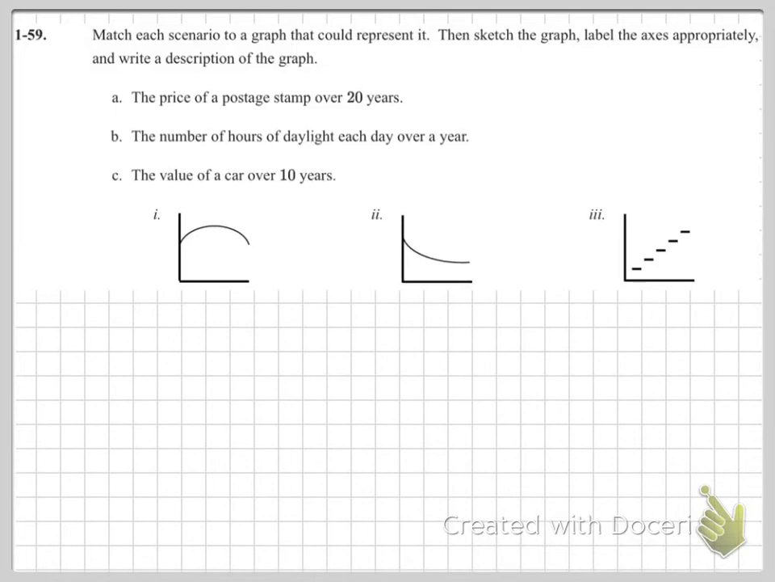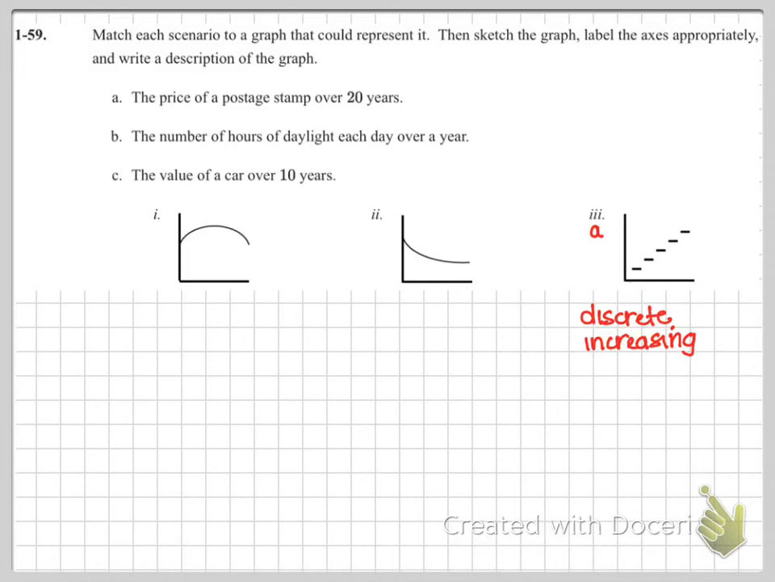So I'm pretty sure that A is going to go with the only discrete graph up here, which is 3. So I'm going to match those two together. Definitely going to say that A goes with 3. So I'll put my A there. And then come back, make sure that you label your axes that go with this. So I know that it's discrete. I also know that the cost of postage stamps has gone up over the years. Definitely want to say that it is increasing because the cost is going up over time.